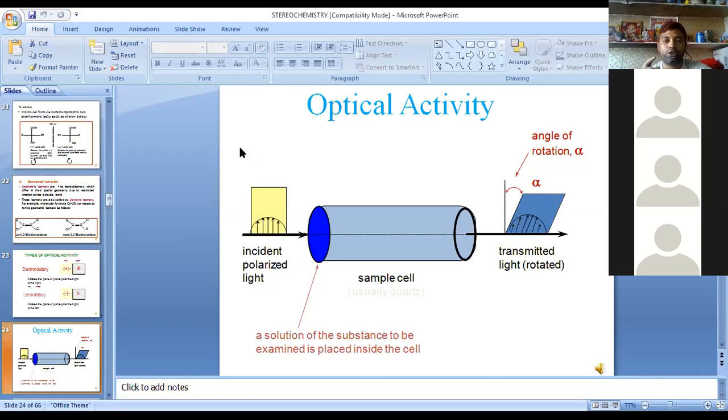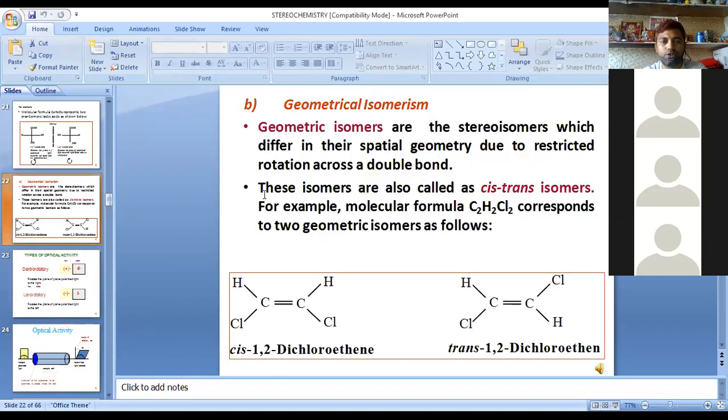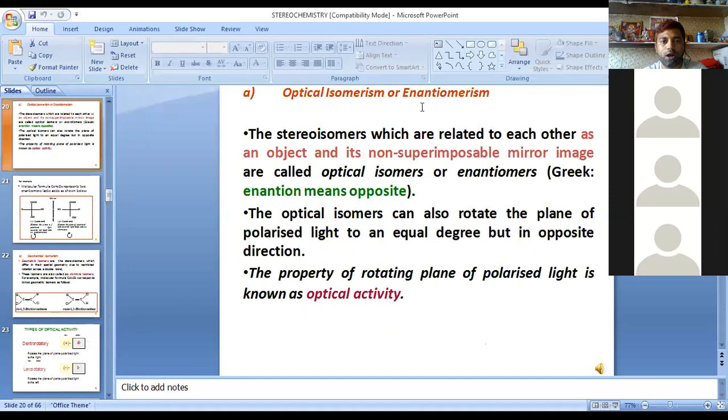Stereoisomers are classified into two categories. One is conformational isomers, the other one is configurational isomers. In configurational isomers, again there are two types. One is optical isomers or enantiomers, the other one is geometric isomers. Understood? Geometric isomers and optical isomers.